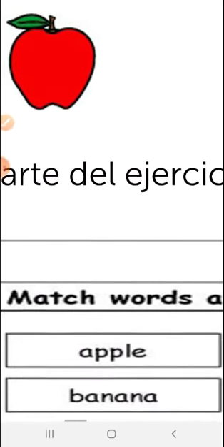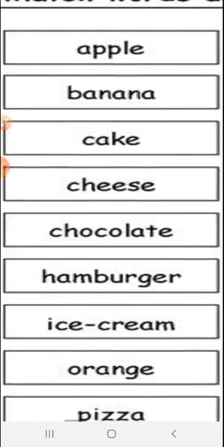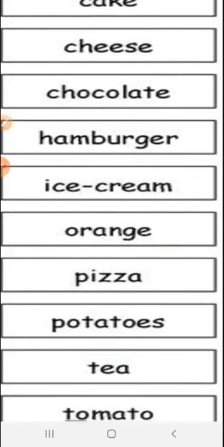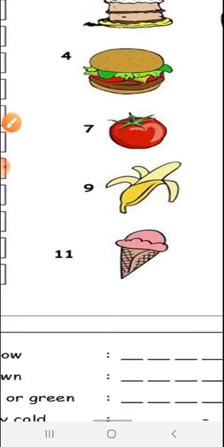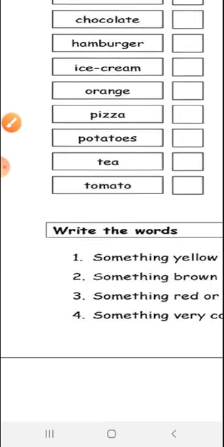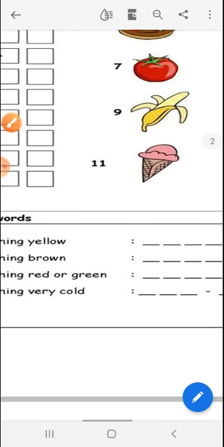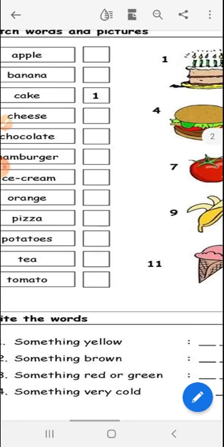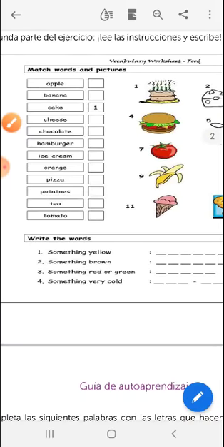Apple, banana, cake, cheese, chocolate, hamburger, ice cream, orange, pizza, potatoes, tea, tomato. So those words you have to match with the picture, okay? Now let's go to the next part. En la siguiente parte le dice las instrucciones. Write the words. Escribe las palabras. ¿Y de qué palabras estamos hablando? Estamos hablando de these words. Como usted ya relacionó con esto, va a poder hacer very easy la siguiente parte.